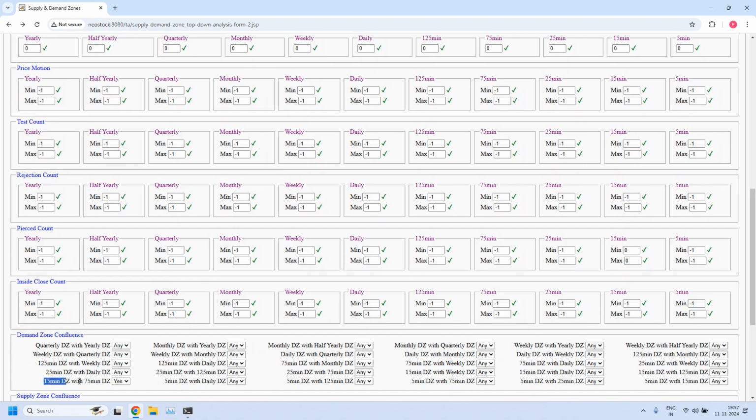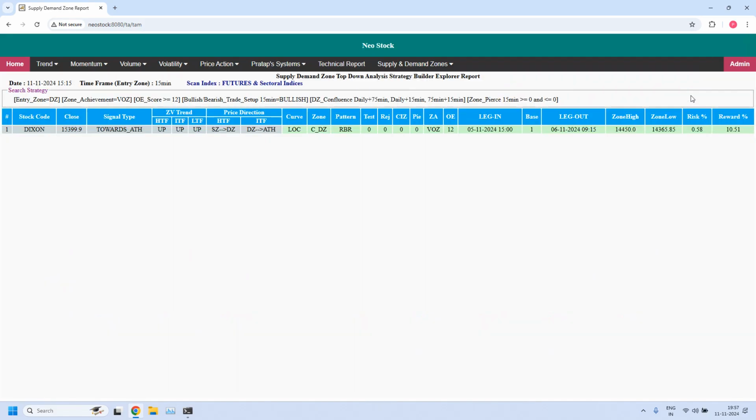Already one filter is enabled, 15 minutes with 75 minutes confluence. Next filter, 15 minutes demand zone with daily demand zone confluence. Enable the filter. And the 75 minutes demand zone with daily demand zone confluence filter also enabled. With all the 3 filters, LTF, ITF, HTF confluence, we got 1 stock. Dixon.